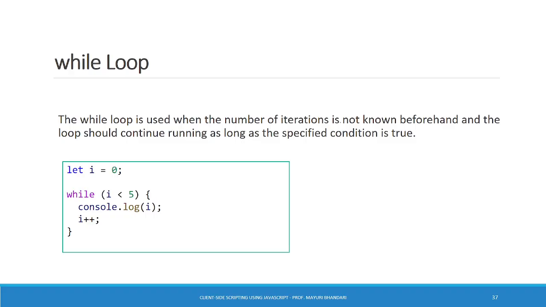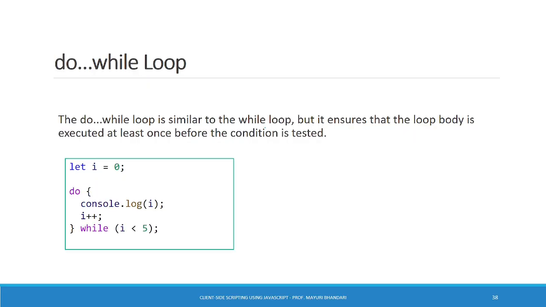Then we have while loop. It is used when the number of iterations is not known beforehand and the loop should continue as long as the condition is true. Next we have do while loop. Do while loop is similar to while loop, but in this loop the body is executed at least once before the condition is tested. So here first the loop body is executed and then the condition is checked.